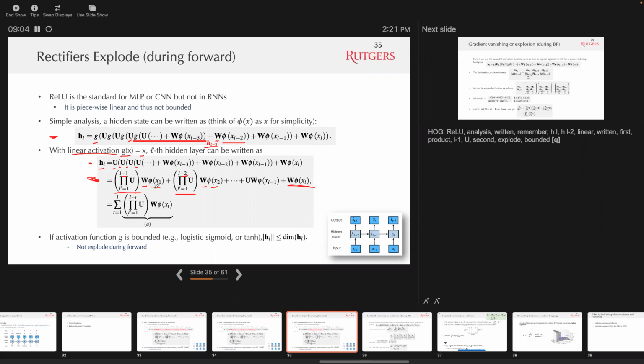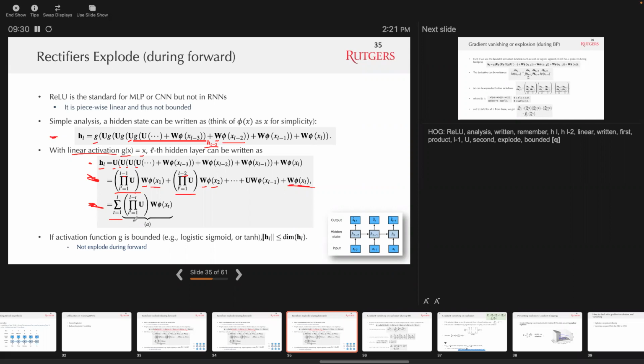So you can see that we basically expand everything related to H. So we write HL in terms of inputs only. So these are just X1 all the way to XL, right? Without any H's. Right? And then you can try to write this one in a more complex form.